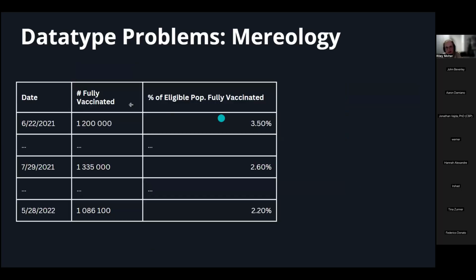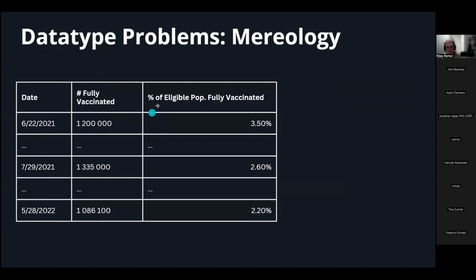So let's take a look at how this actually manifests itself with a specific example. Here we have a table from COVID-19 vaccination data. Let's take a look at what's going on here. We have dates being recorded. We have the number of people fully vaccinated.